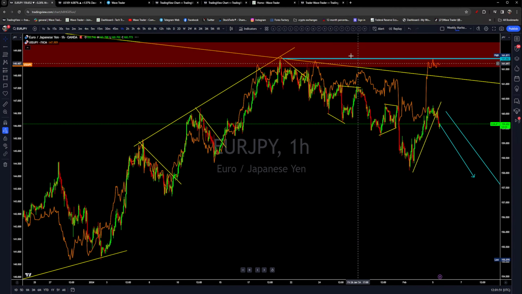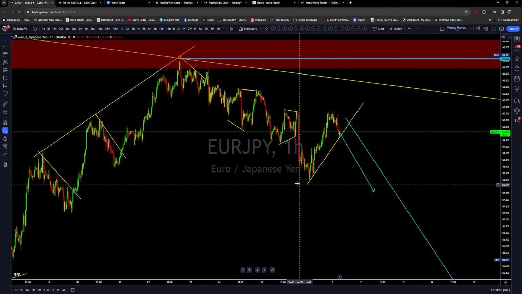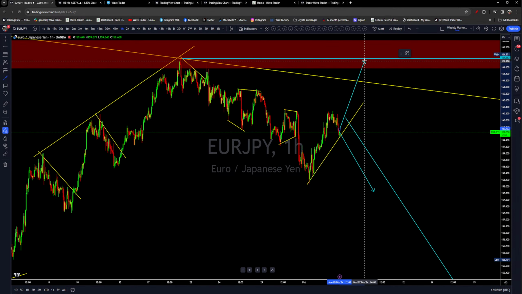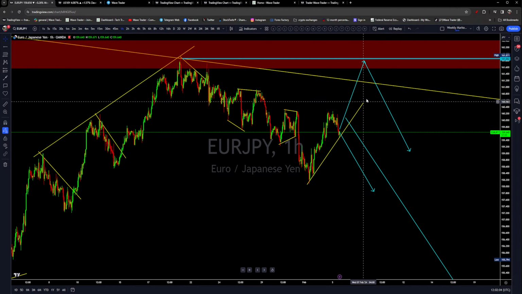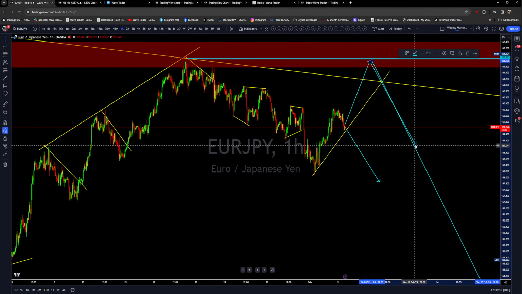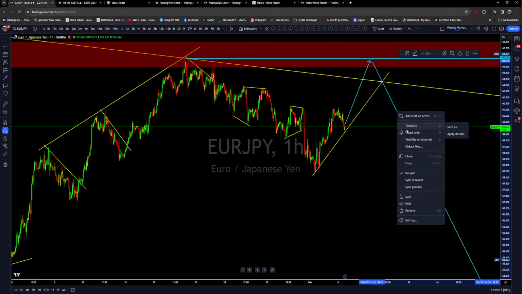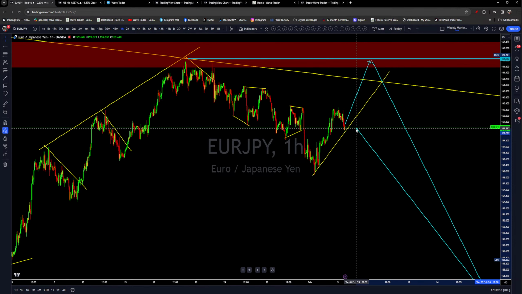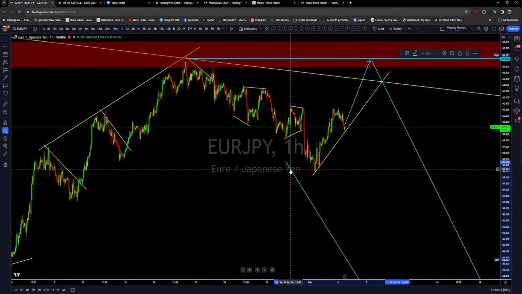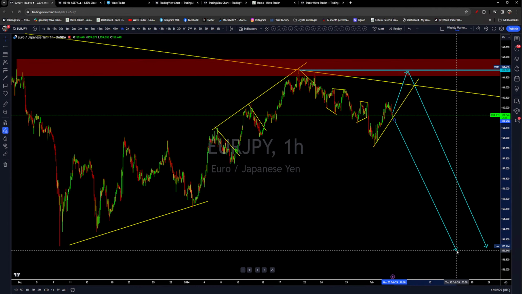All right, so that's what you are looking for. Let me put it this way: one more up leg and then a breakdown, an aggressive breakdown from the current price, and then it continues to keep falling. So like this, this is what you are expecting it to do.